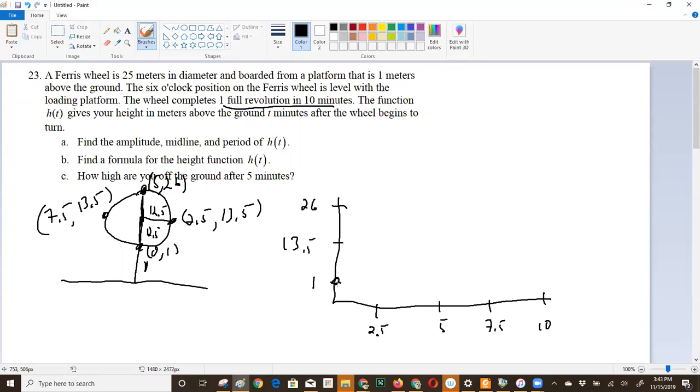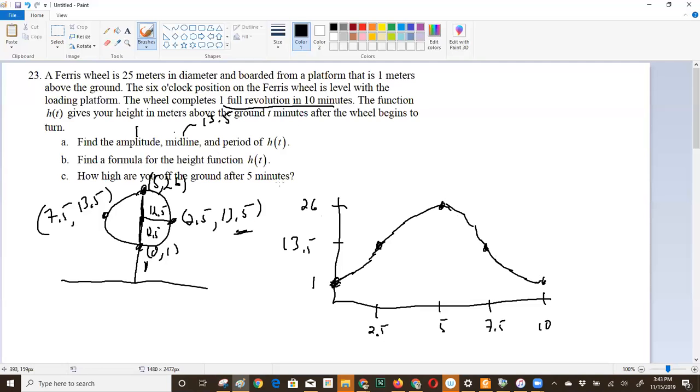So at time 0, it's at 1. At time 2.5, it's 13.5. At time 5, it's 26. At time 7.5, it's back down to 13.5. At time 10, it's back down to 1. So I see a cosine graph that's been reflected around the x-axis and shifted up 13.5. So we know the midline. Right now, I know the midline is y equals 13.5.